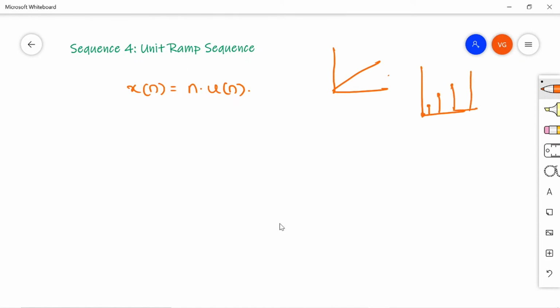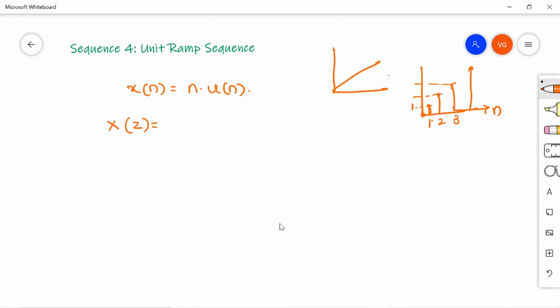That is, when n is equal to 1, the amplitude is also equal to 1. When n is equal to 2, the amplitude is also equal to 2. When n is equal to 3, the amplitude is equal to 3, like this, right? So now let us find out the Z transform of such a sequence.